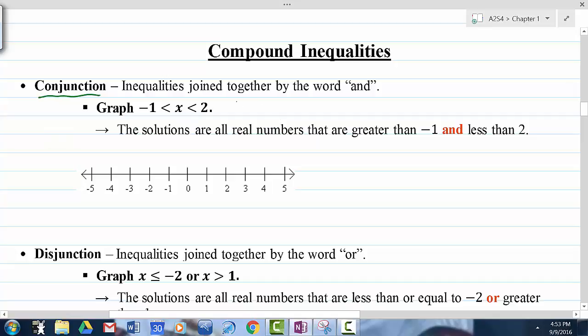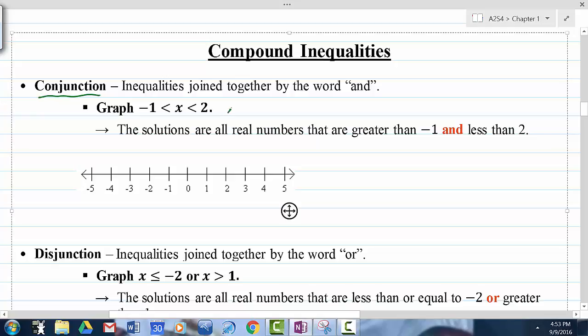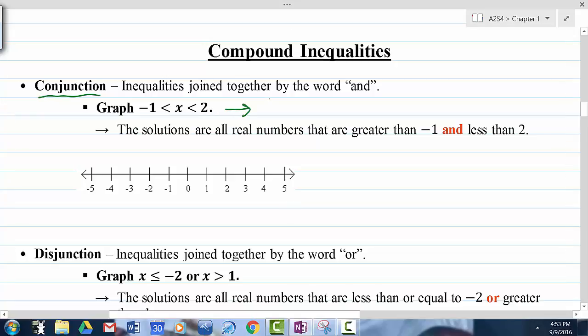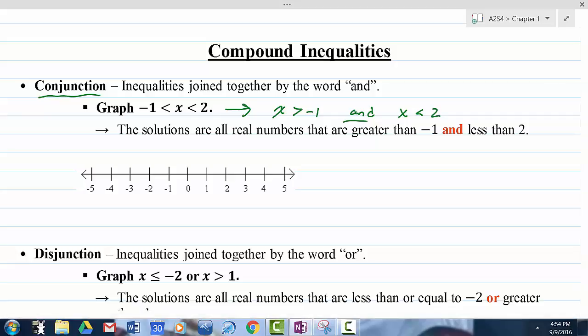The way I would read it is x is in between -1 and 2. The reason why is because the two inequalities that you see here are x is greater than -1 and x is less than 2. Now there are values of x that can be both at the same time, greater than -1, less than 2.